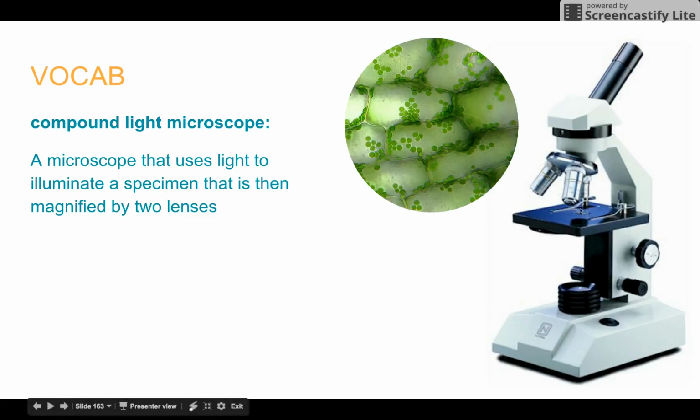So the light passes through the specimen, and lenses in this area and this area magnify that image so that we get an up-close view of the cells. So for example, these are plant cells, and you can see the chloroplasts in them. This is what an image would look like in a light microscope.